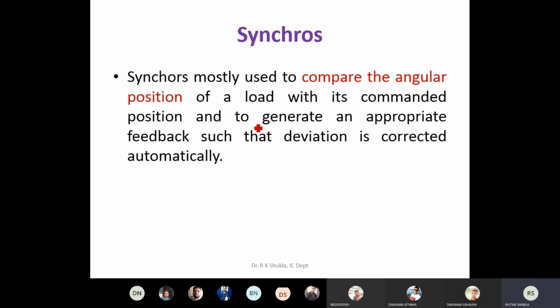Okay, let's see a little bit more about synchros. Synchros are mostly used to compare the angular position. It means synchros are never used alone. Mostly they are used in a pair. A synchro is generally not used alone. Just as I showed you the construction of one synchro, generally synchros are used in a pair. It is called a synchro transmitter receiver pair. So synchros are generally used to compare the angular position of a load with its commanded position.